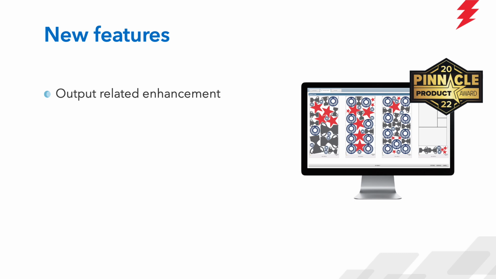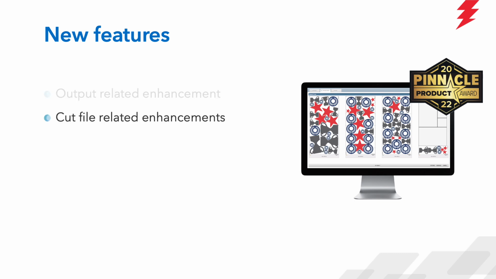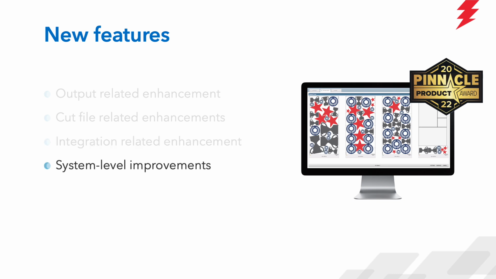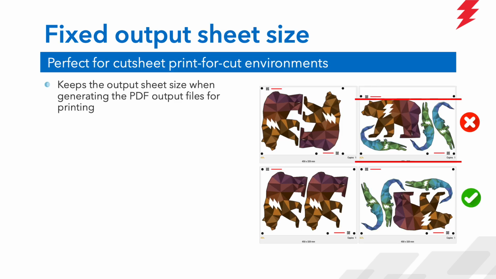These areas include output-related enhancements, cut file-related enhancements, integration-related enhancements, and finally, system-level improvements. In 6.3.1 and earlier versions of Prep-It, a size-optimized output file is always created to avoid wasting media. New in version 6.3.2 is a fixed output sheet size option. Enable this option to keep the output sheet size consistent when generating the PDF output files for printing.